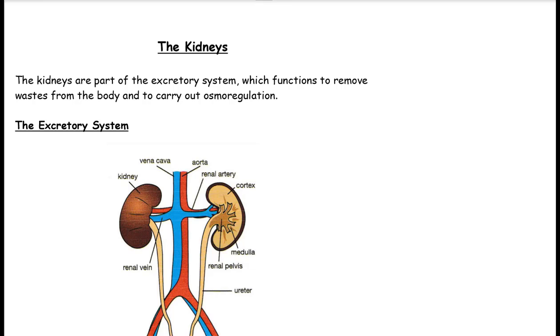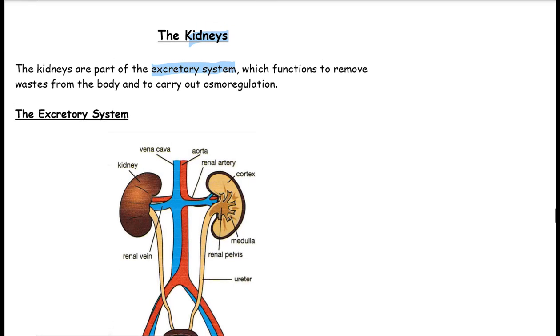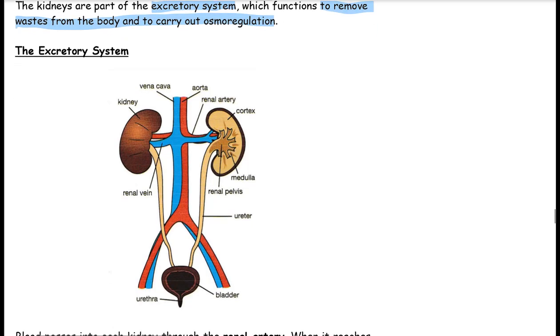So moving on then, the next part is all about the kidneys. So as we say, it's part of the excretory system, and its function is to remove waste from the body and carry out osmoregulation. Now, this is the excretory system altogether. So we've got the kidneys, the ureters, the bladder, and the urethra. And that is the excretory system, those four things. Now, this diagram also shows you the vena cava, artery, aorta, renal artery, and renal vein, just because the important thing with the excretory system is that it has a really good blood supply.